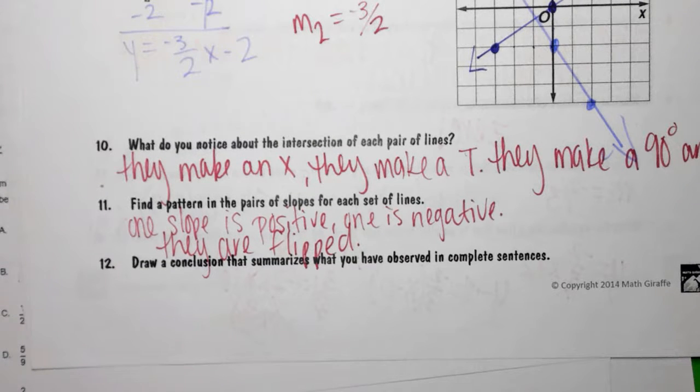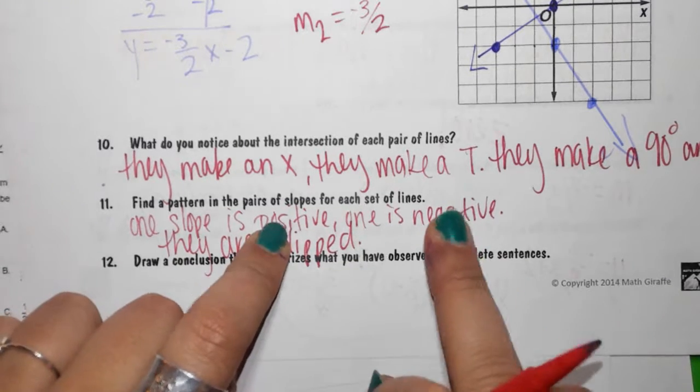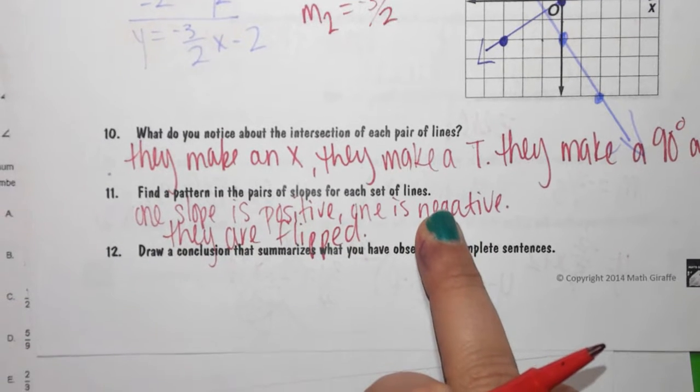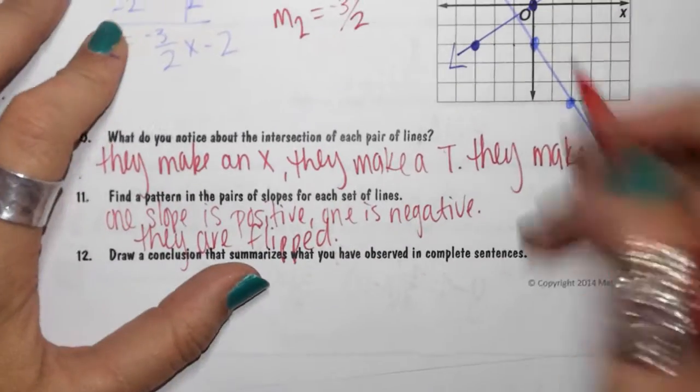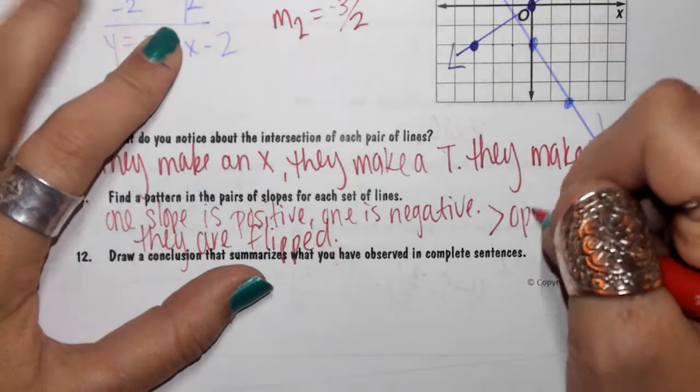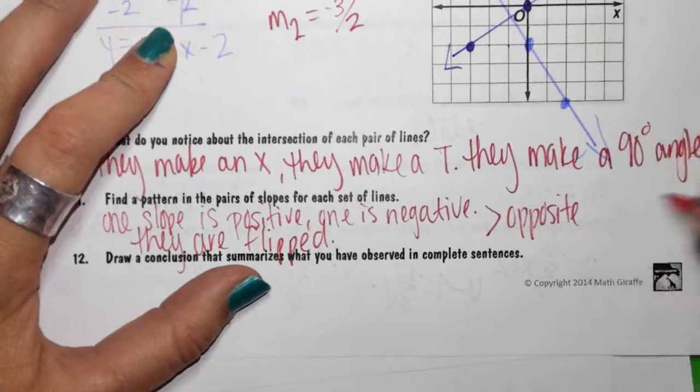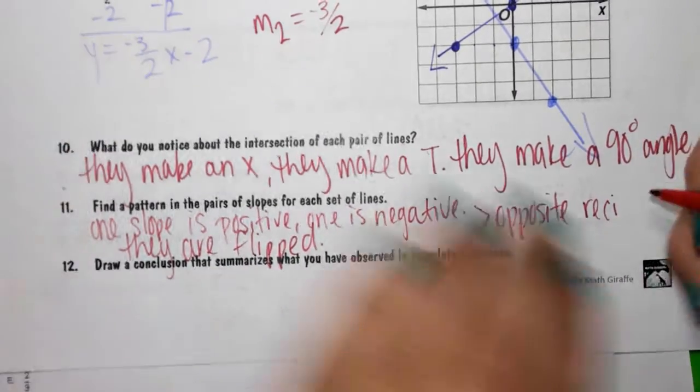And instead of using the word flipped, we have a really fancy word that we say. If one is positive and one's negative, what do we call those? Starts with an O. Opposites. And flipped, the fancy word, is reciprocal. So this means opposite reciprocals. Has anybody heard that word before?